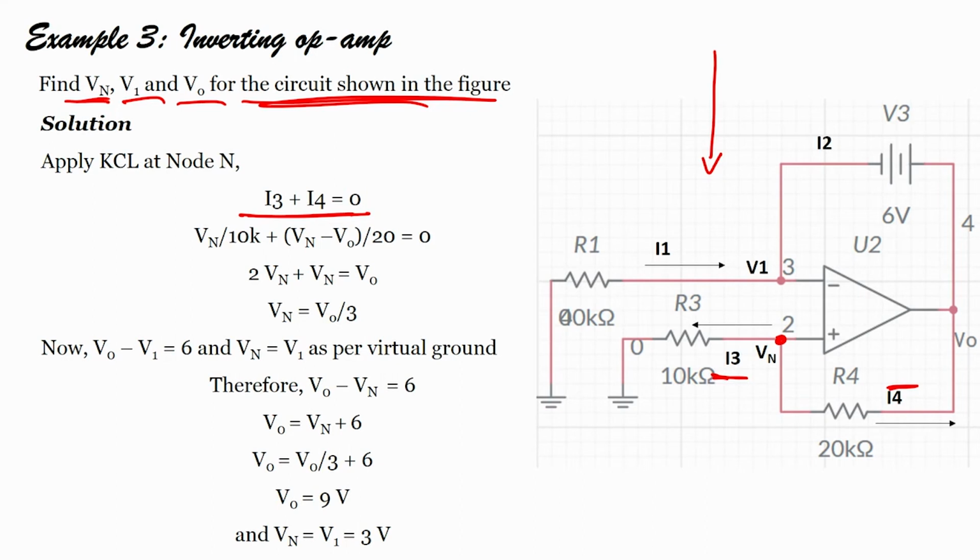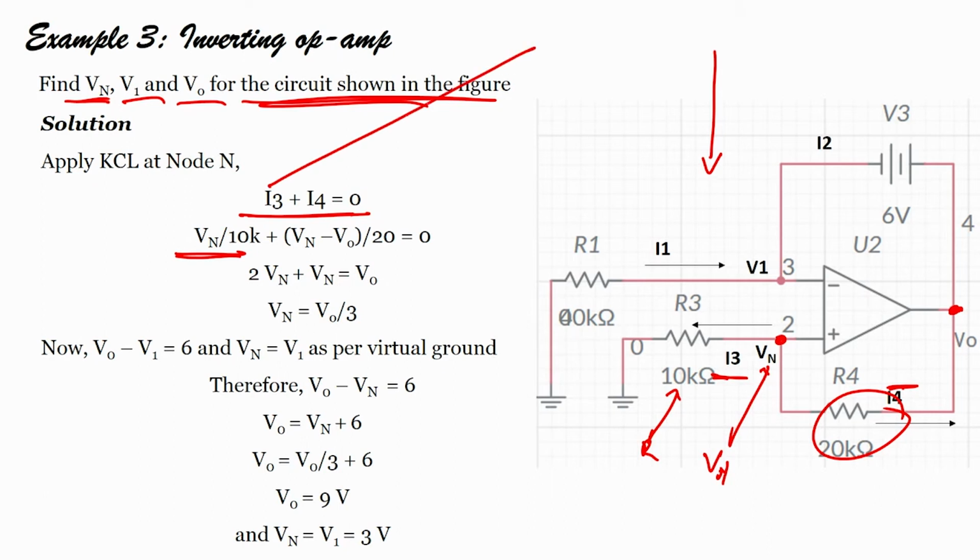Now, what is I3? I3 is nothing but V by R. What is V? V is my Vn. What is R? R is my 10 kilo ohm. So, I substitute this value, plus I4. What is I4? I4 is nothing but, you see here, Vn minus Vo divided by R4.